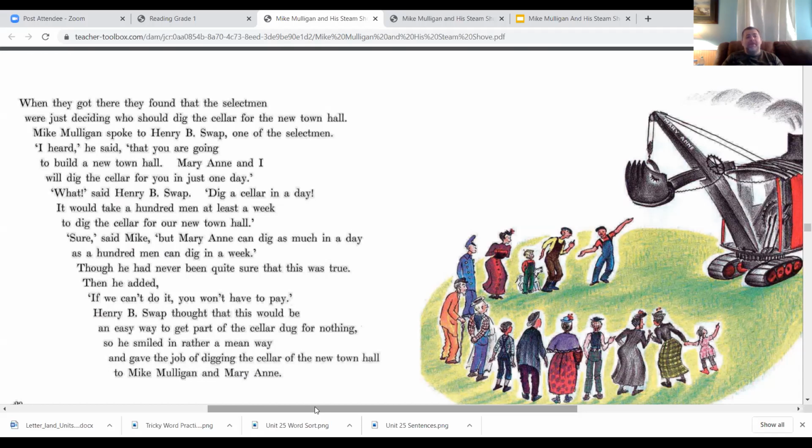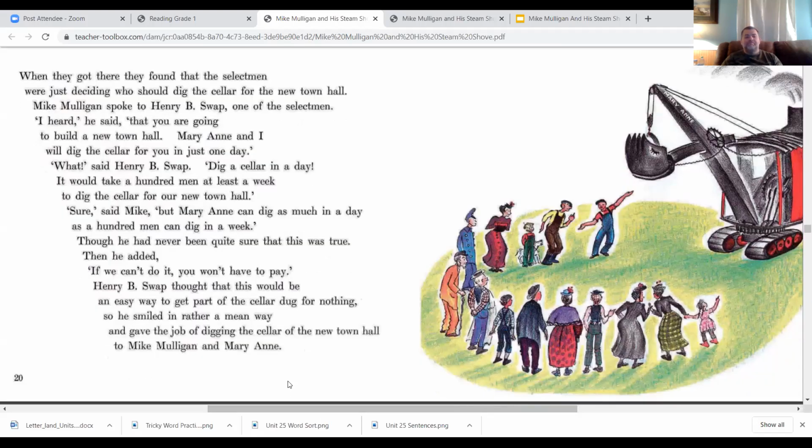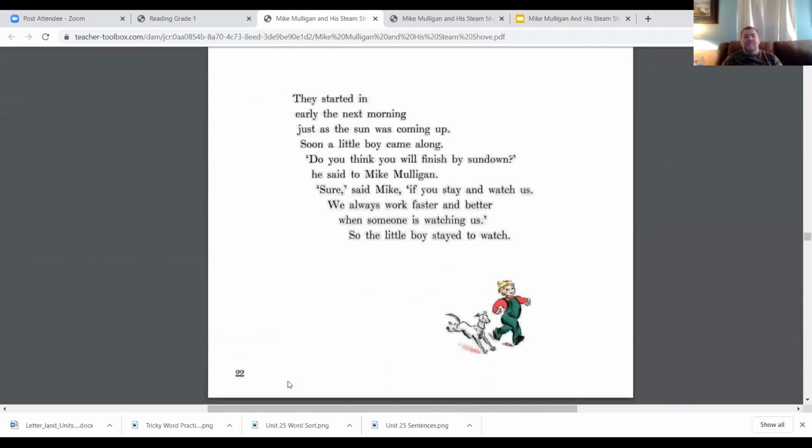Though he had never been quite sure that this was true, then he added, "If we can't do it, you won't have to pay." Henry B. Swap thought that this would be an easy way to get part of the cellar dug for nothing, so he smiled in a rather mean way and gave the job of digging the cellar of the new town hall to Mike Mulligan and Mary Ann.